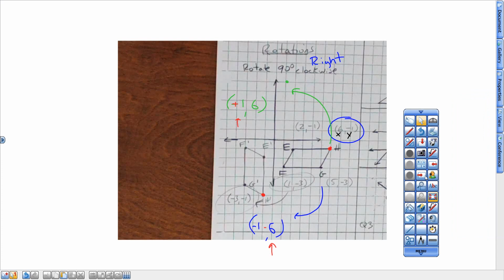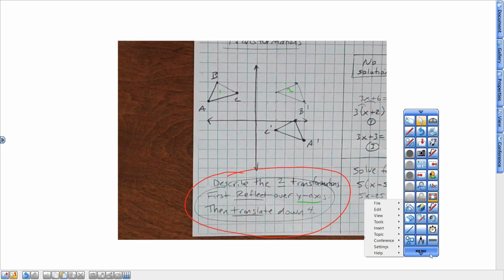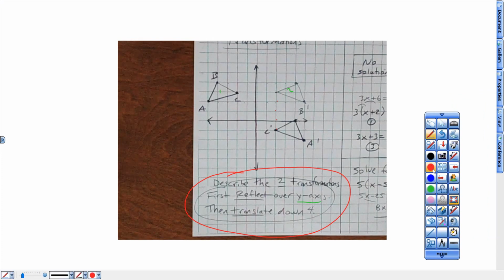All right, next problem. This one, they had you first reflect over this y-axis. So make sure you say reflect, don't say flip. Make sure you tell me the line you're reflecting over. We'll give you equal distance on either side of that line. And then you can see I went straight down, and you've got to count boxes. That one is down 4. So first reflect over the y-axis, then translate down 4, using math words.